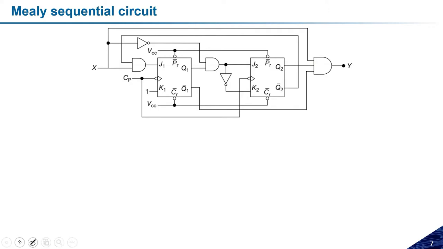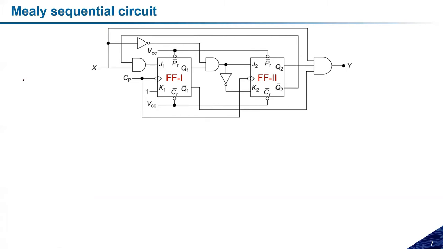Now, all the rest of the procedures are the same as what we did for the Moore sequential circuit. So let us try to solve this circuit and get the state diagram for it. Before we start analyzing this circuit, we can see here we have two different flip-flops, flip-flop one and flip-flop two, and if we look closely, these flip-flops are nothing but JK flip-flops.